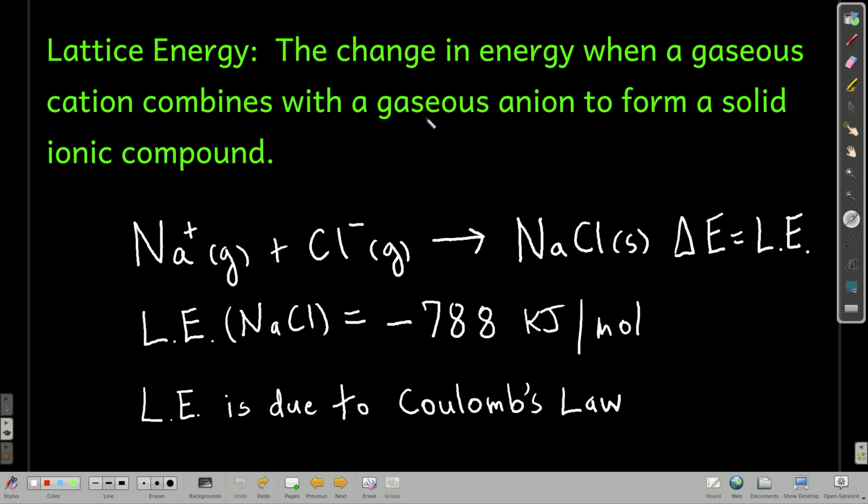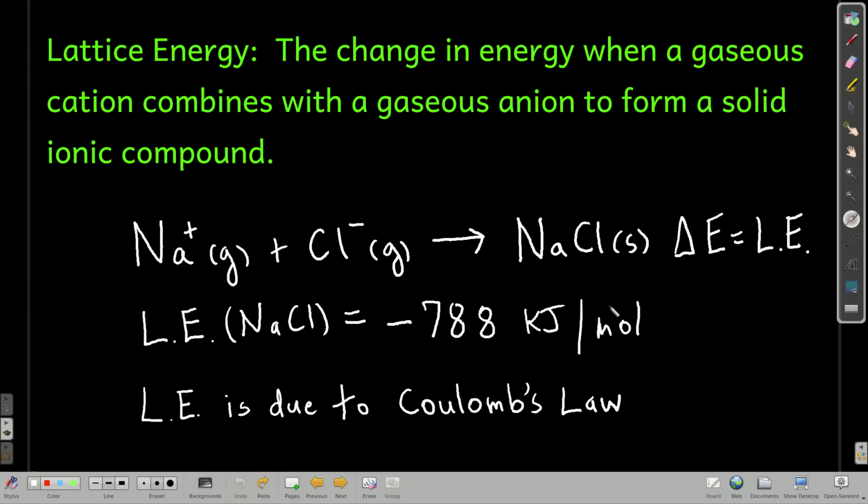Here's the definition. Lattice energy is the change in energy when you take a gaseous cation and a gaseous anion, bring them together, and let them form the solid ionic compound. So in this process, gaseous sodium ion plus gaseous chloride ion coming together to make solid sodium chloride, the change in energy is called the lattice energy. And for sodium chloride, that number is negative 788 kilojoules per mole.